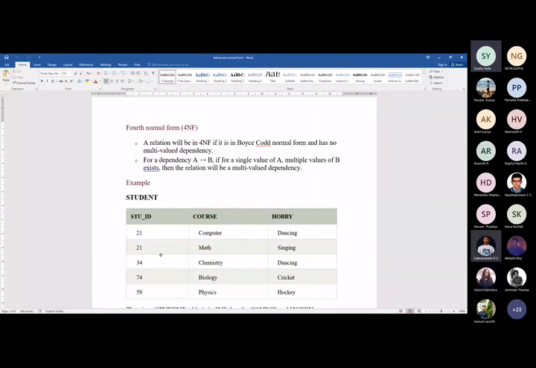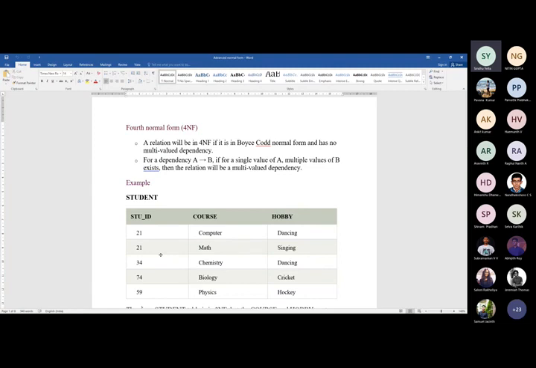In second normal form, there should not be any partial dependency. In third normal form, there should not be any transitive dependency. And in fourth normal form, to be crisp, there should not be any multi-valued dependency, right? Your relation is said to be in fourth normal form if it conforms to third normal form or BCNF, and it does not have any multi-valued dependency. That's the simple definition for 4NF.